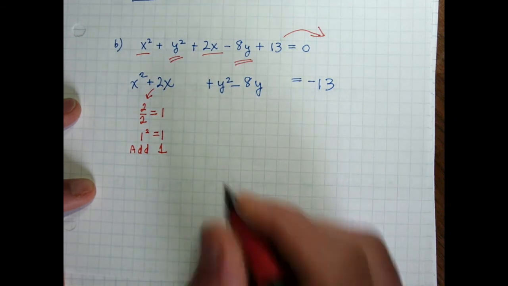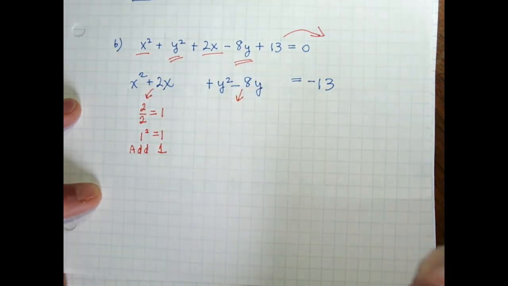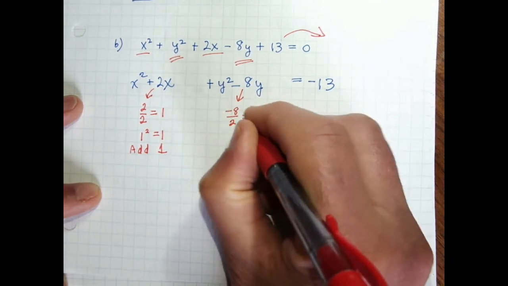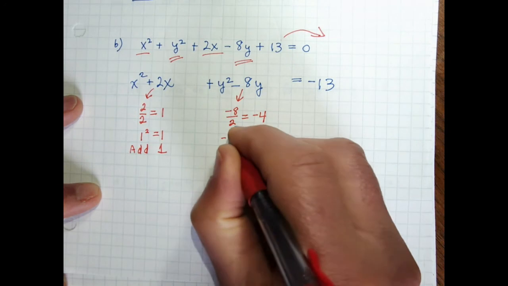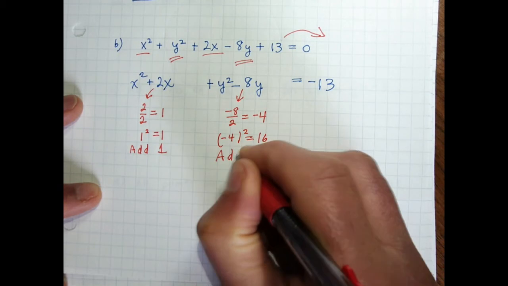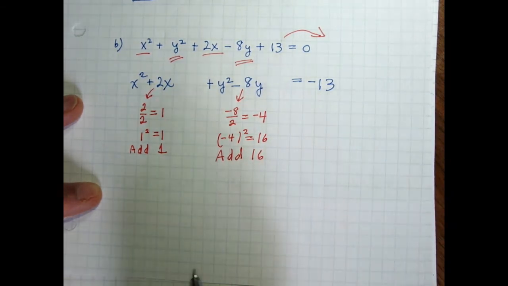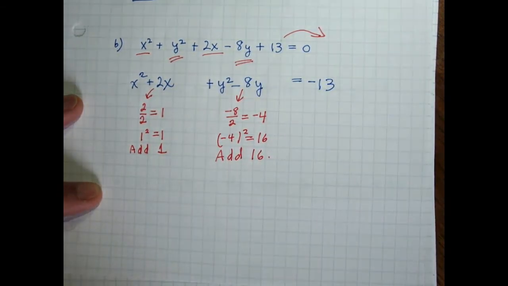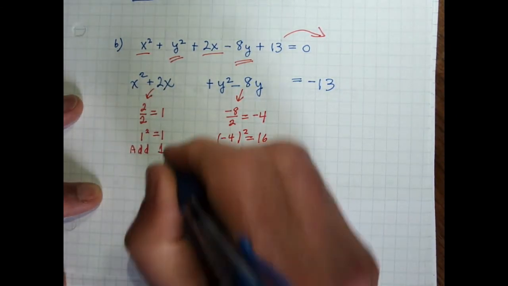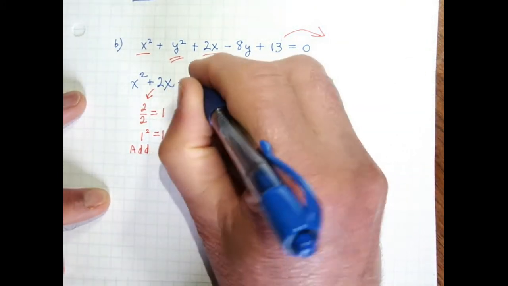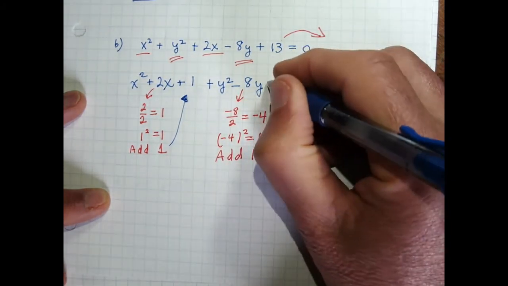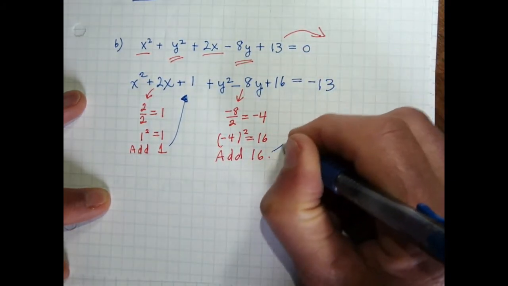1 to both sides. The y coefficient is negative 8. Take negative 8 divided by 2 is negative 4. Then take that negative 4 and square it is 16. I'm going to add 16. Okay? So I left space up here to write in some of this. The x squared plus 2x, I'm just going to add 1. The y squared minus 8y, I'm going to add 16.